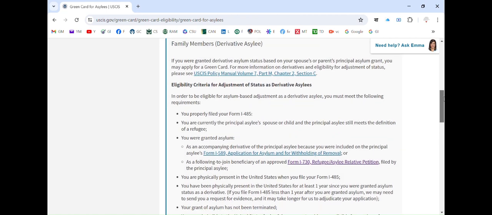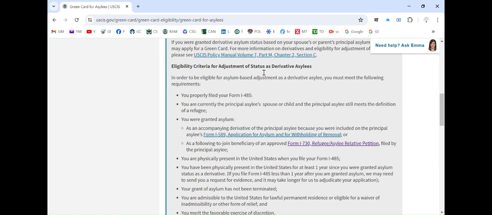So, eligibility criteria for adjustment of status as derivative asylee. What will make you eligible for adjustment of status as derivative asylee? And what does adjustment of status mean? You will get the green card when your petition has been approved and you have done the adjustment of status filing. The result of this is the green card in your mailbox, so celebrate when you get the green card.